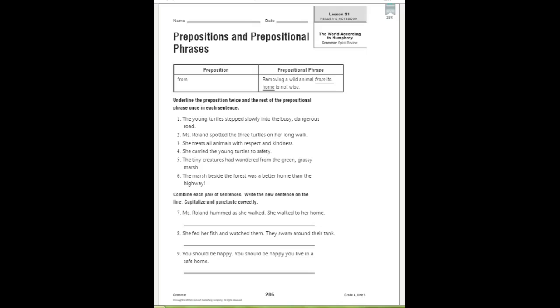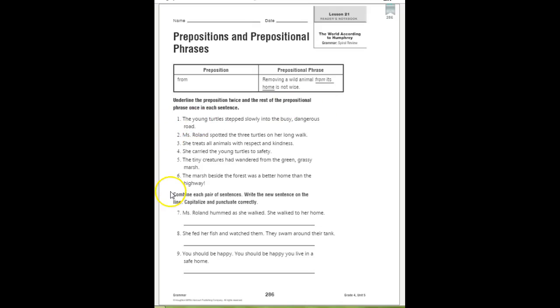Turn in your reader's notebook to page 286. Here you will have some more practice doing prepositions and prepositional phrases. A preposition is, like we said, a word that can describe time, some describe place. It's just a word that shows a connection between other words. So from is our preposition, and here it's the beginning of a prepositional phrase. Removing a wild animal from its home is not wise. From its home is the prepositional phrase.